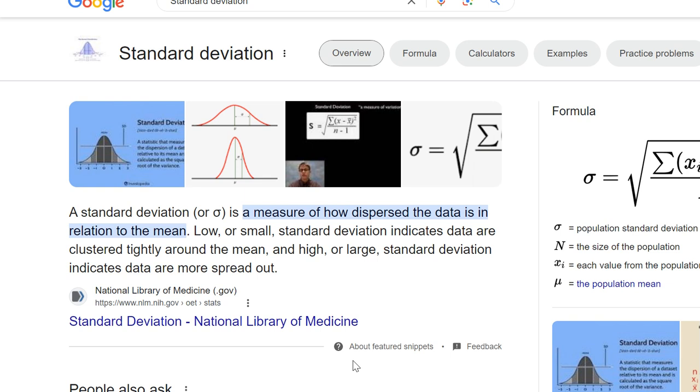Now, the standard deviation is a measure of how dispersed the data is in relation to the mean or the average. A low or small standard deviation indicates data are clustered tightly around the mean. That means that there's a lot of data points right there. Everything's real close to the data, so things are very certain that it's going to stay there. And a high or large standard deviation indicates data are more spread out.